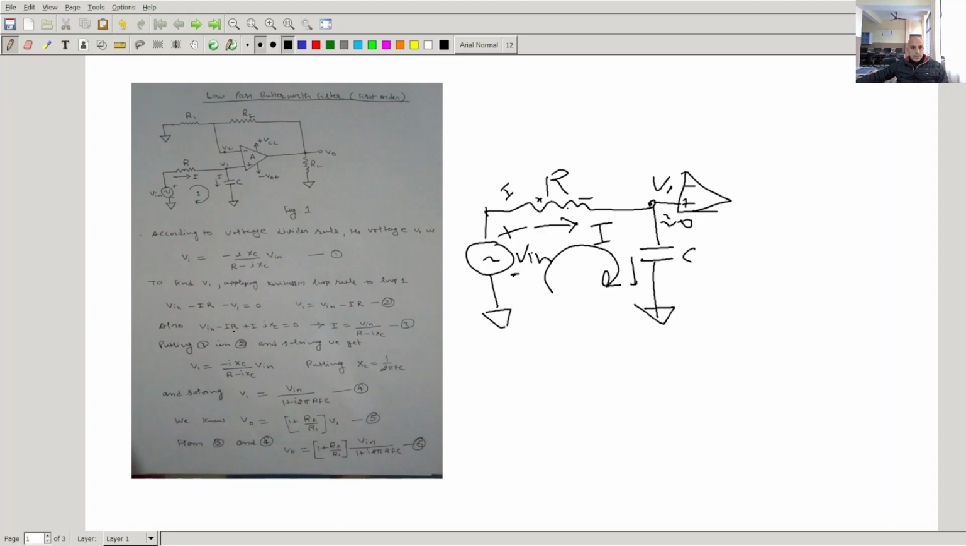So V in minus IR plus I iota XC. So it gives I is equal to V in upon R minus iota XC. This is equation number 3, right? So I think it is clear now. The value of the voltage appearing at this node B1 is equal to this.